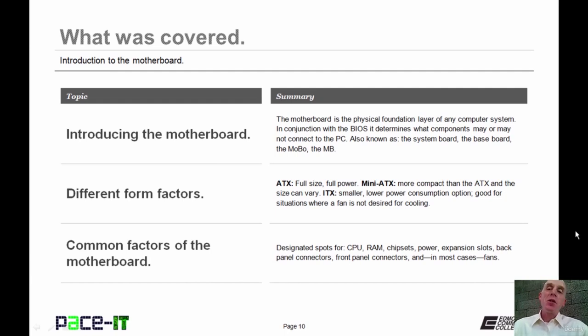Now, that concludes this session on the motherboard. I introduced the motherboard. I talked about different form factors of the motherboard, and then I talked about some common factors of motherboards.